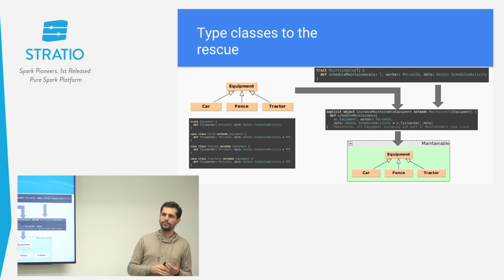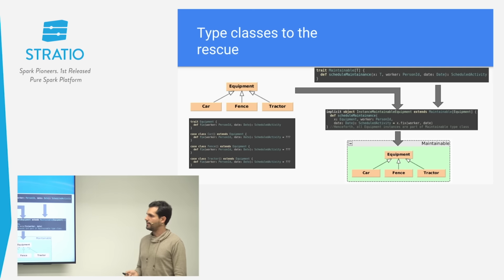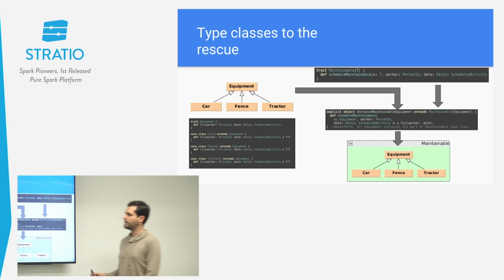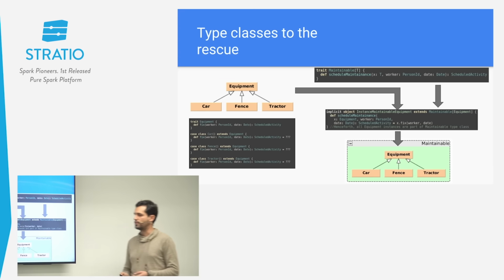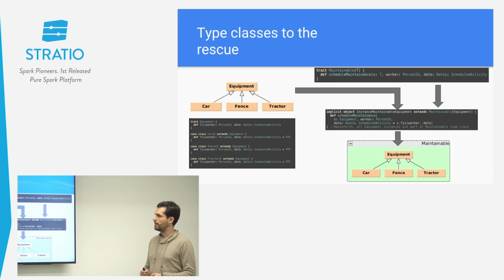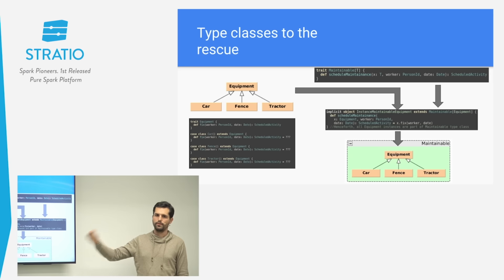But that thing of having to import it is like, okay, that's a trick, that's better than what we had before. But there is one thing, it is an implicit object. That means that if you have a function expecting a maintainable of requirement, the compiler will provide this behavior without having to import it.